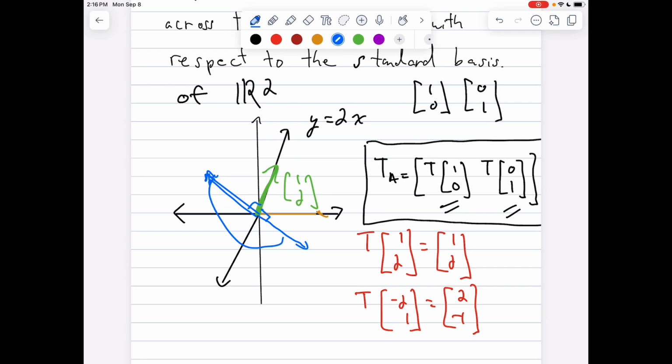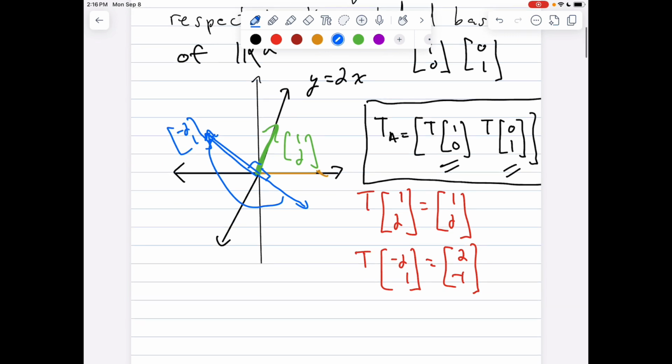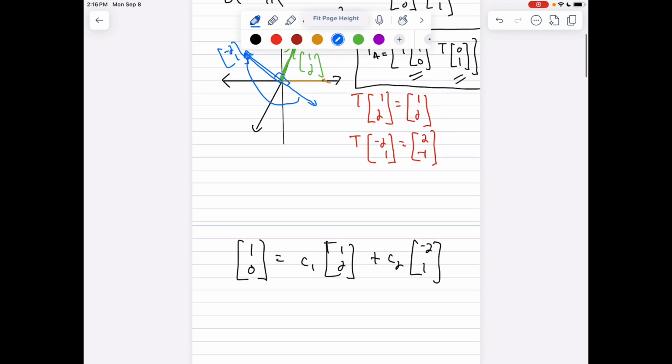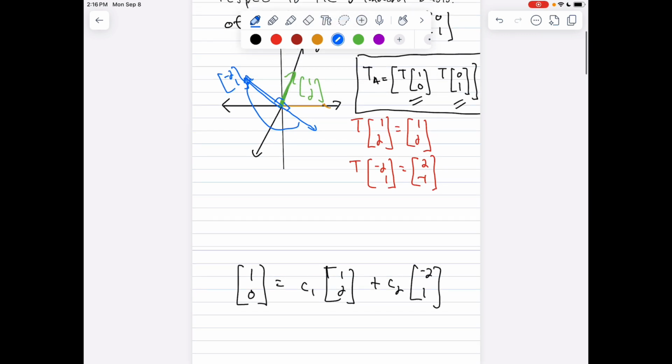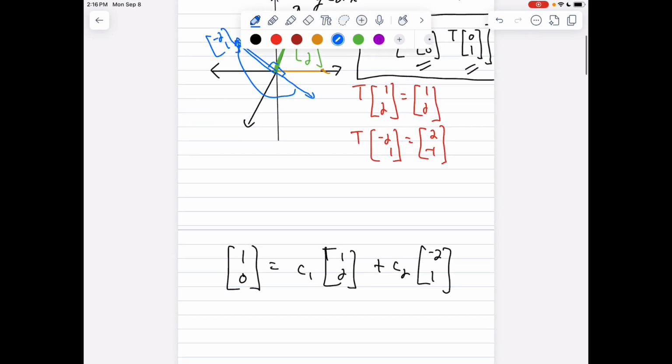Anyway, the special thing about (1, 2) and (-2, 1), besides the fact that we can find the images, is that (-2, 1) and (1, 2) make an orthogonal basis. These are two orthogonal vectors that are a basis for R2. So what's so special about that? Going back to what you learned in the course, let me write this out: (-2, 1) and (1, 2) is our orthogonal basis.